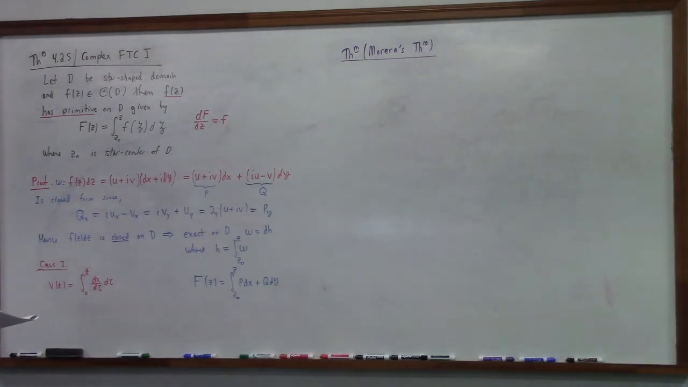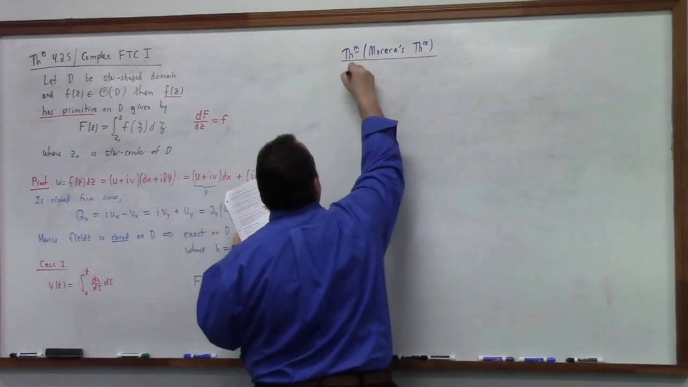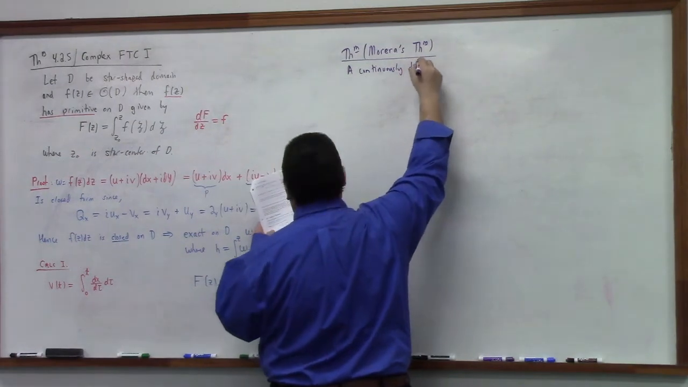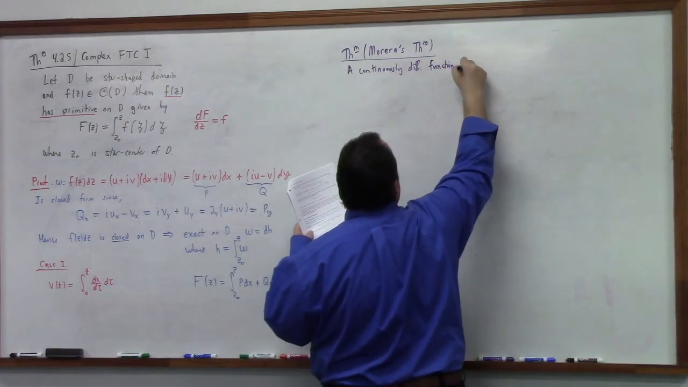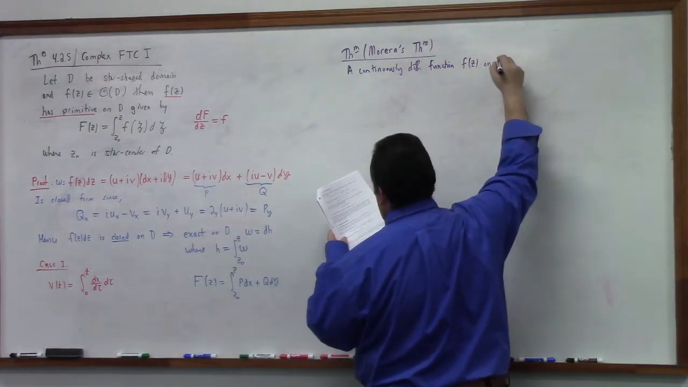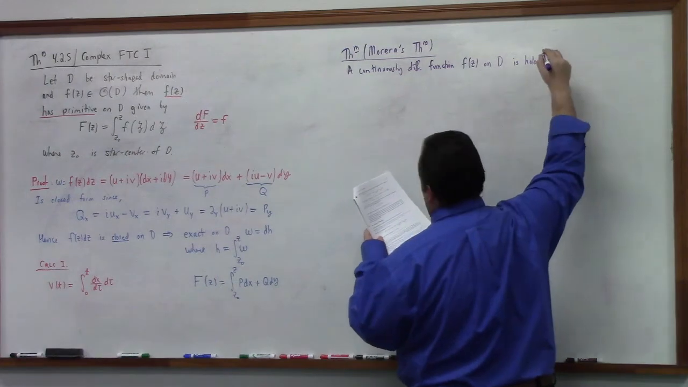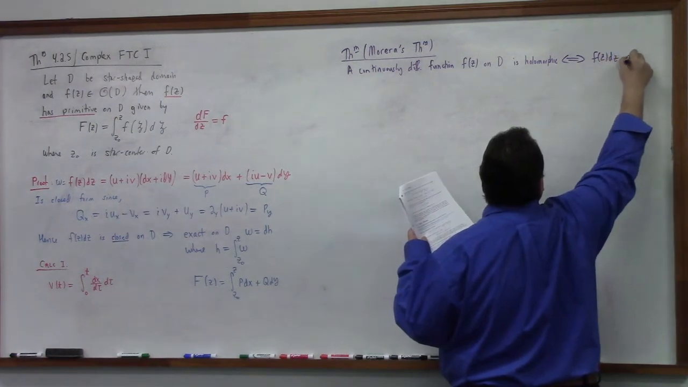We'll spend about 20 or 30 minutes proving Goursat's theorem in a bit. Not today. So I'm just saying, be wary of Gamelin's labels for theorems. Anyway, here's the theorem. A continuously differentiable function f(z) on D is holomorphic if and only if f(z) dz is closed.